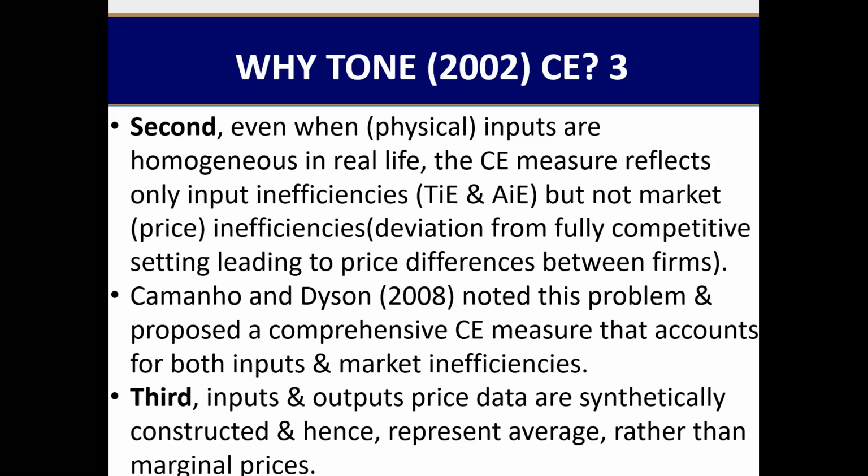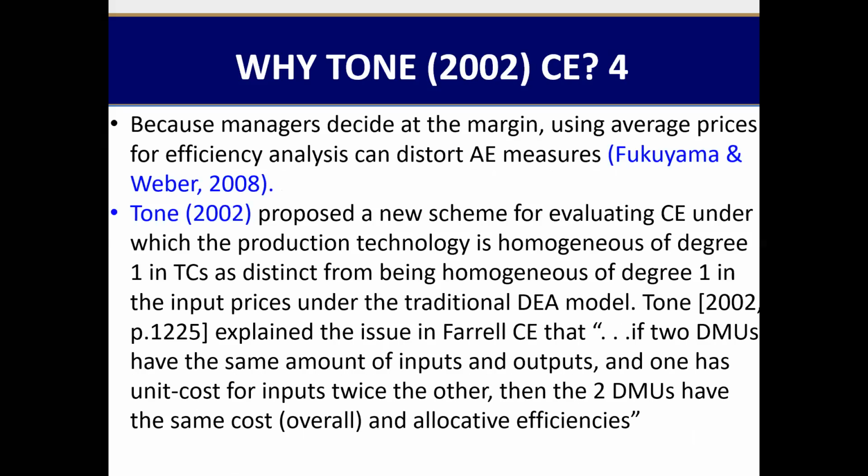The third reason why Tone cost efficiency was needed was that the inputs and the output prices were artificially structured, and so they represent the average rather than the marginals. So because of all this, managers decide at the margin, but the efficiency analysis uses averages. And so that can affect the results. So what did Tone do? Because of those problems, Tone decided to propose a new scheme of evaluating cost efficiency. In fact, he did the same thing for revenue efficiency. He did the same thing for profit efficiency as well.